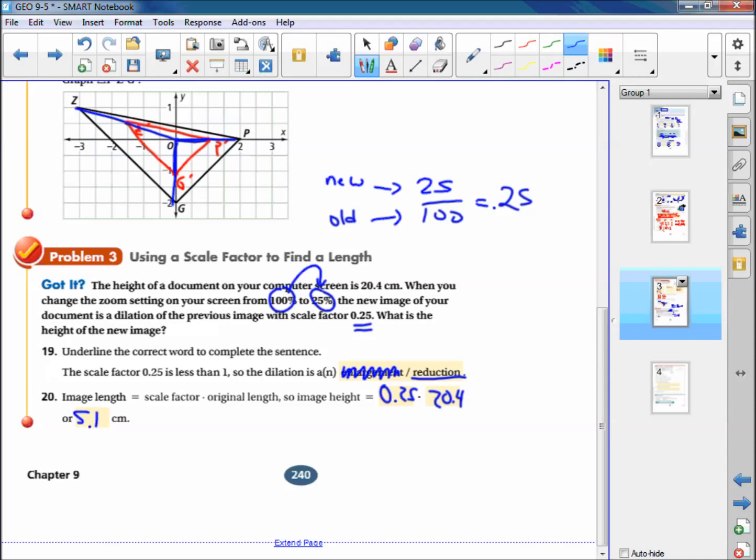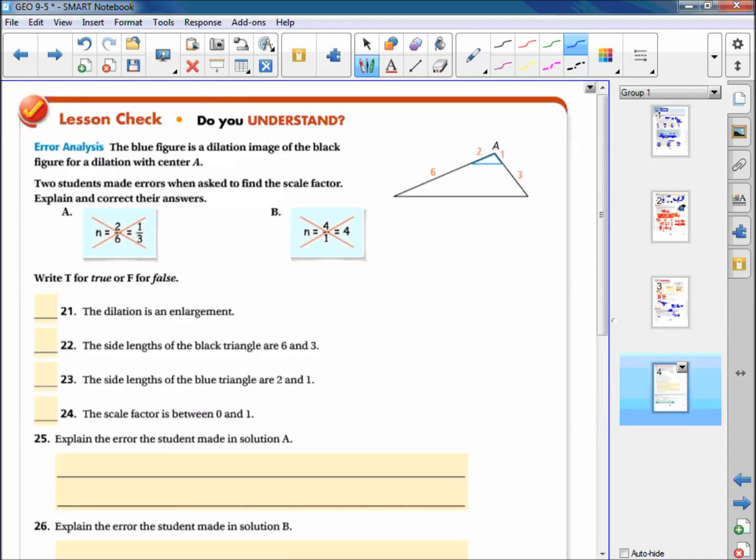All right, let's flip it over and look at the last page here. As always, we usually end up with a lesson check on our last page. So pause the video, go through the lesson check yourself, and then come back and see what you knew. Okay, talk to you in a minute.